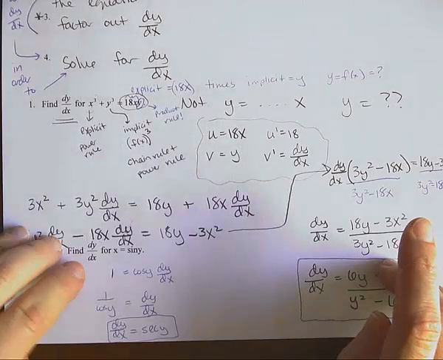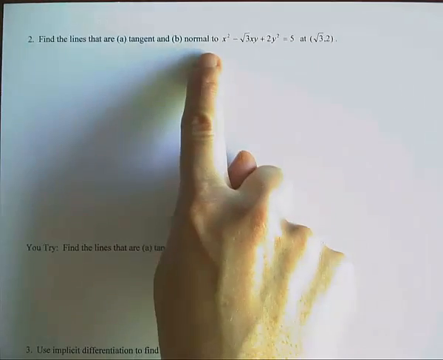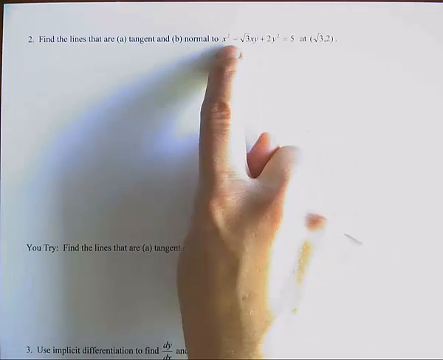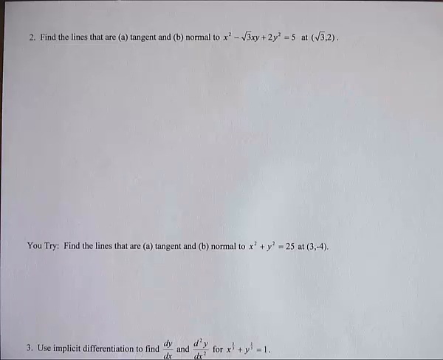Okay, moving along to the second example, which is asking me to find the lines that are tangent and normal to this curve. So this is the equation of a curve that contains both an x and y variable, but it doesn't have y solved in terms of x. So again, I need to use implicit differentiation.